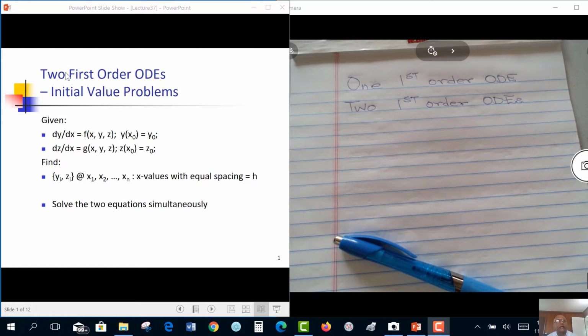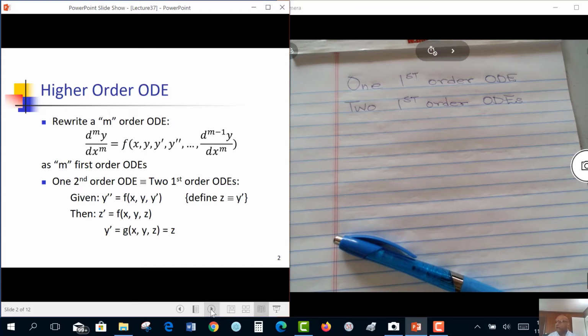So obviously the way we extended to two first order differential equations was, we solved the two equations simultaneously. They were linked through these functions, but effectively we solved them simultaneously. So now let's see what we need to do next.